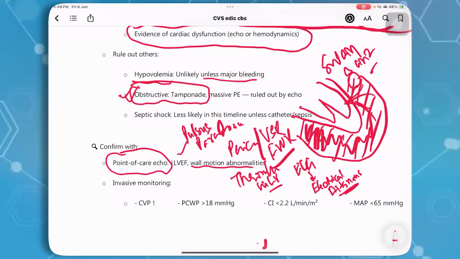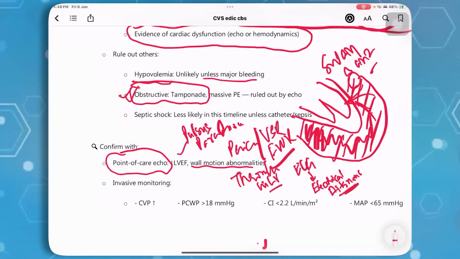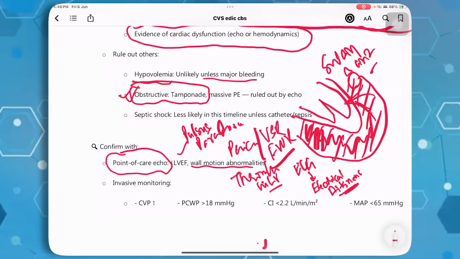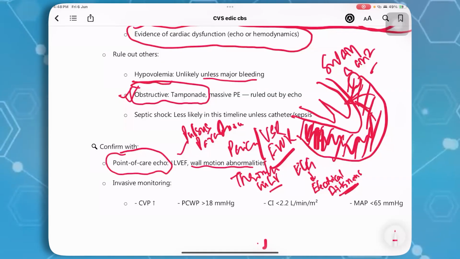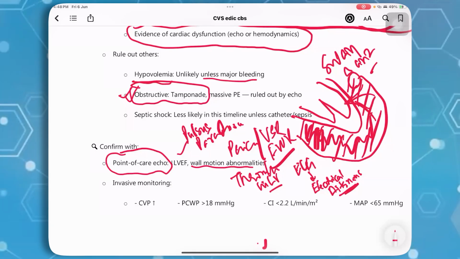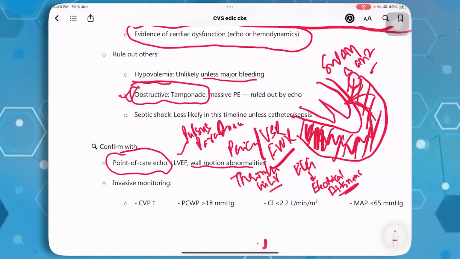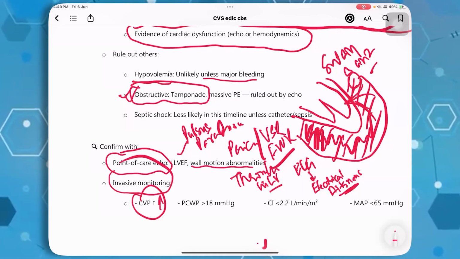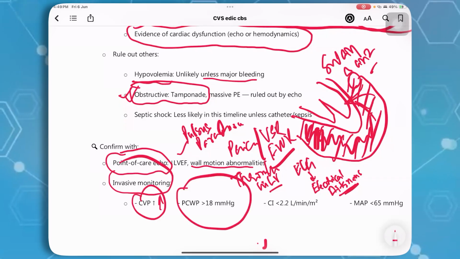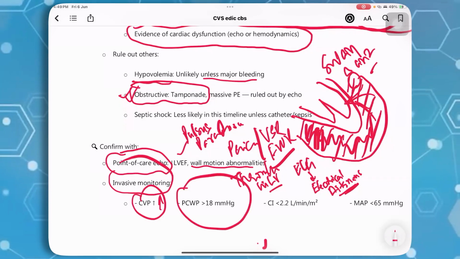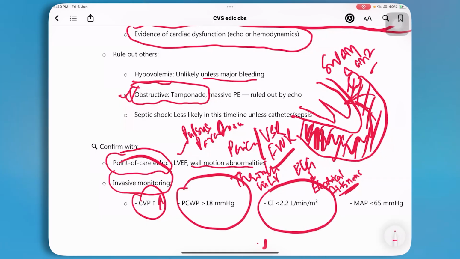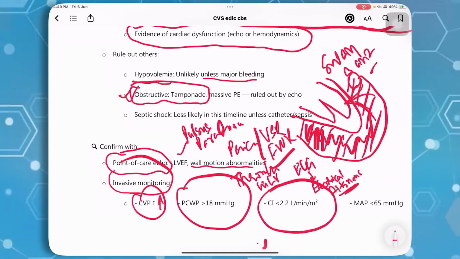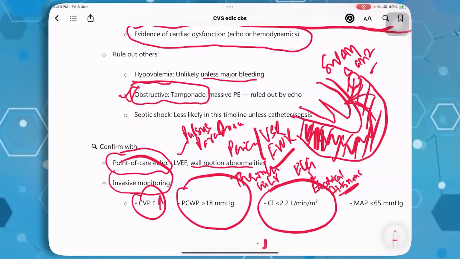Along with an echocardiogram, you can get invasive monitoring done to monitor, number one, CVP, which will be elevated. Number two, pulmonary capillary wedge pressure, which will be elevated and beyond 18 millimeters of mercury, a cardiac index less than 2.2, and a mean arterial pressure of less than 65 millimeters of mercury.